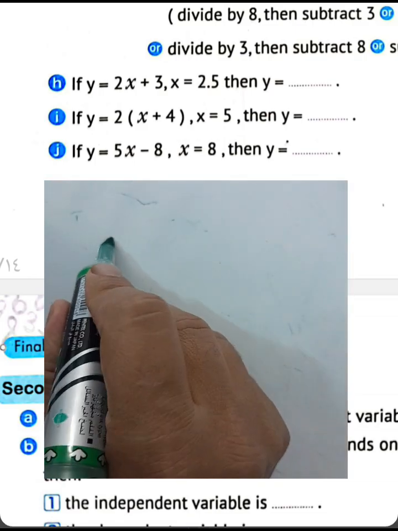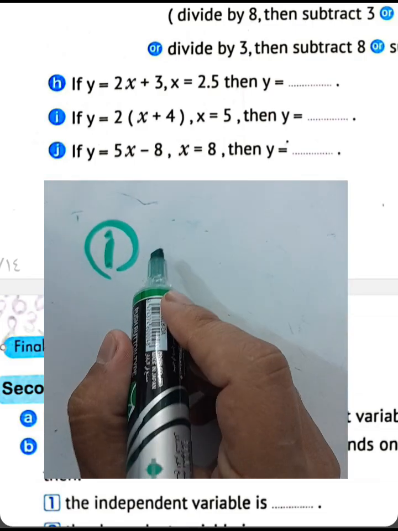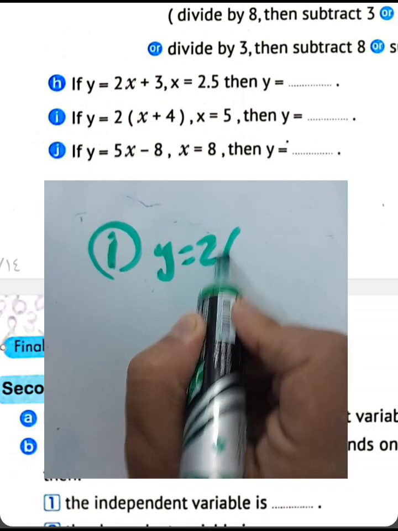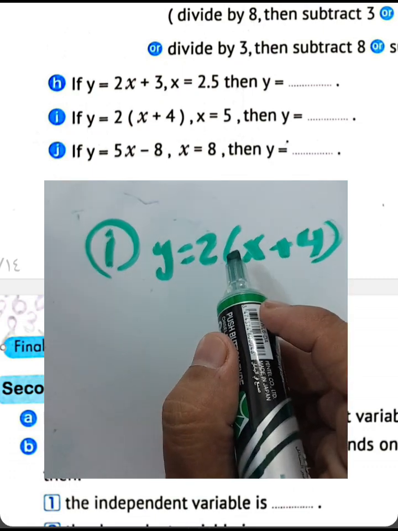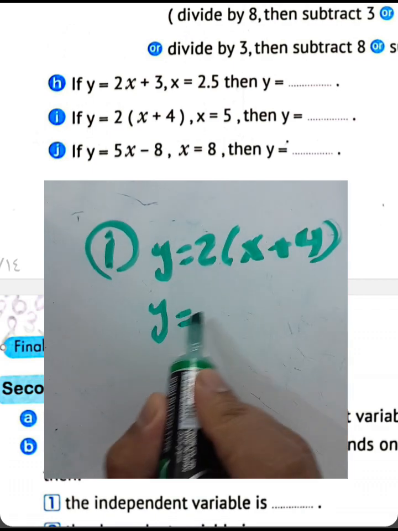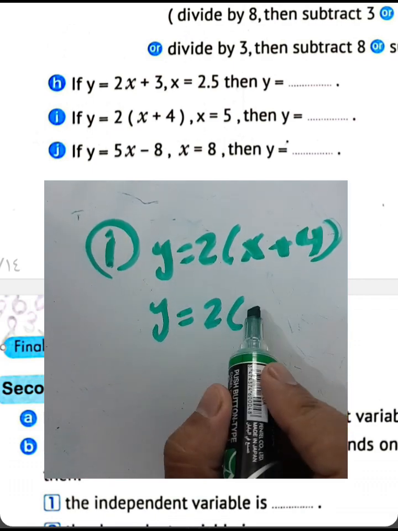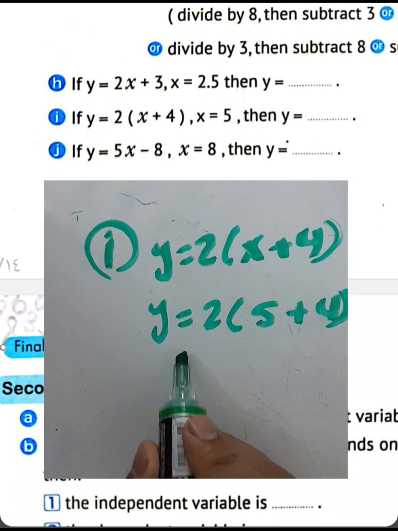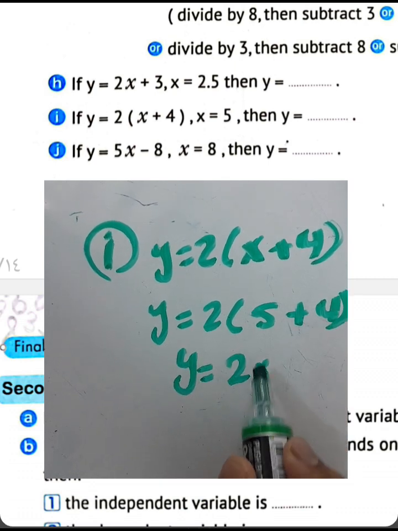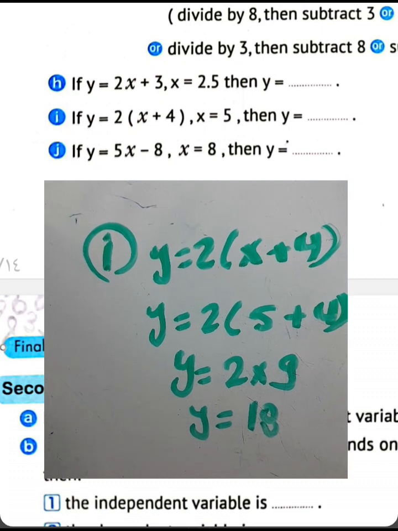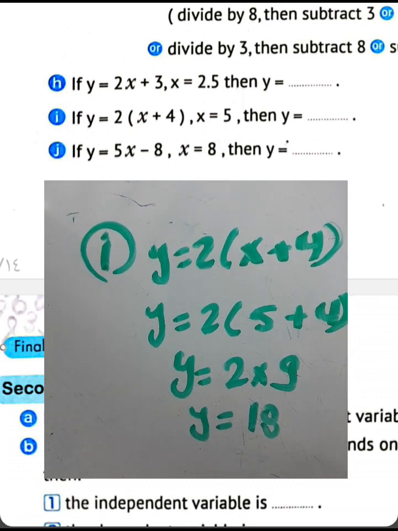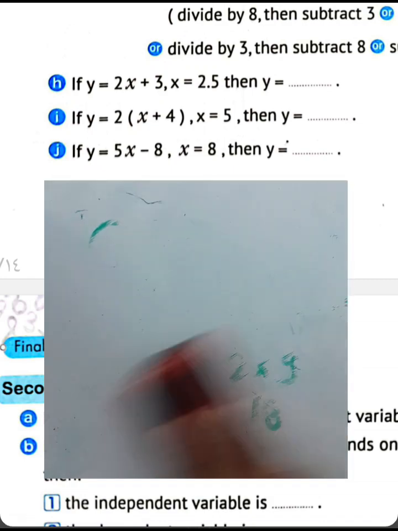Letter I: if y equals twice the sum of x and 4, and if x equals 5, then y will be what? 2 multiplication, right? X here equals 5 plus 4, then y will be 2 times 5 plus 4, which equals 9, then y will be equal to 18. 2 times 9 equals 18. It's letter I.